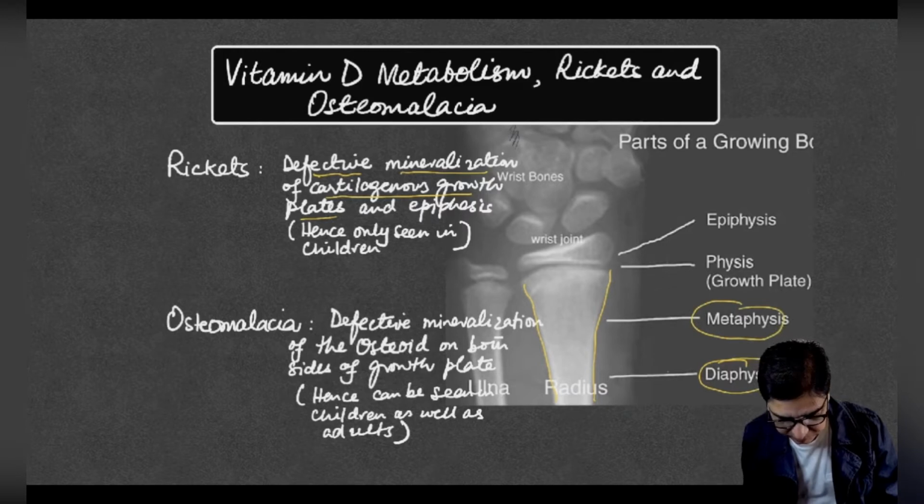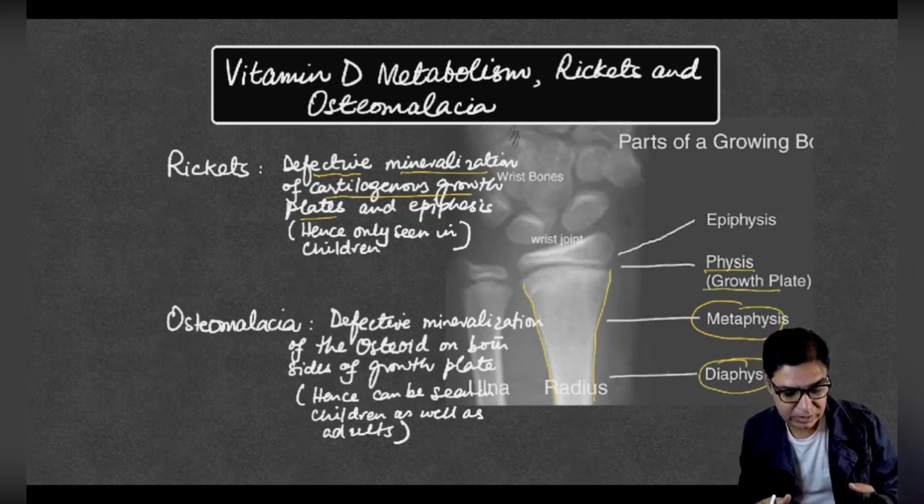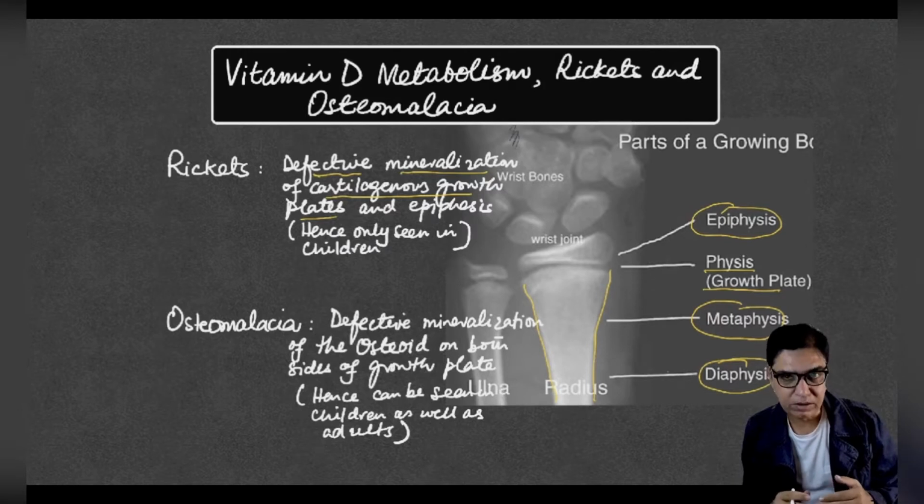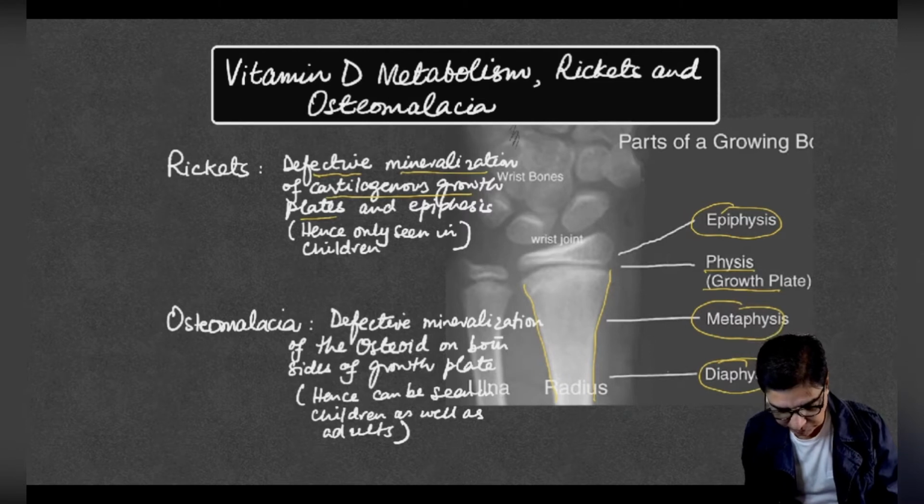And this translucent line which you are seeing is known as physis, also known as growth plate in common language. And then we have got the distal end where most of the bone growth takes place in children, and that is known as epiphysis. So epiphysis is the part which is mostly distal to the growth plate. Then we have got the physis, which is the growth plate, the end adjacent to the growth plate towards the proximal side or towards the diaphyseal side is known as metaphysis, and then the shaft itself is known as diaphysis.